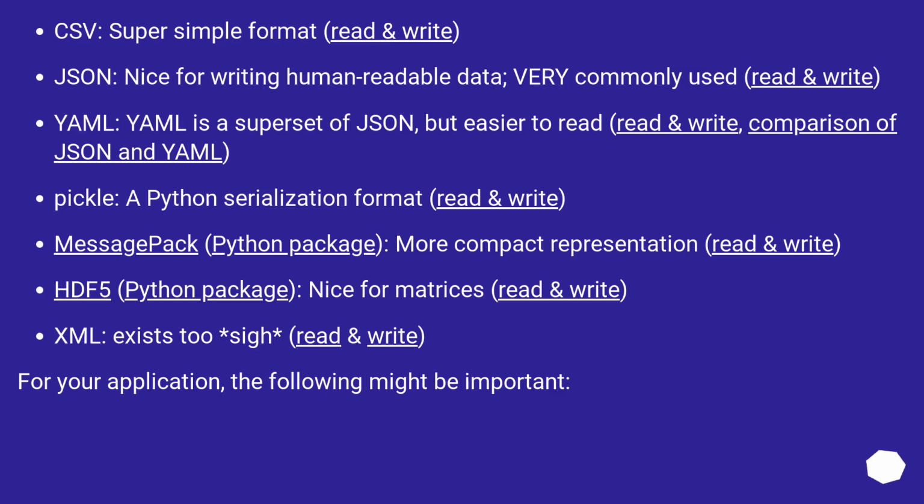CSV: super simple format, read and write. JSON: nice for writing human readable data, very commonly used, read and write. YAML: YAML is a superset of JSON, but easier to read and write. Comparison of JSON and YAML. Pickle: a Python serialization format, read and write.